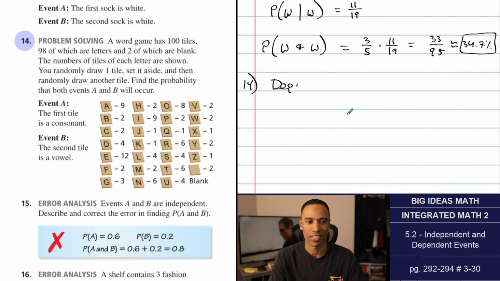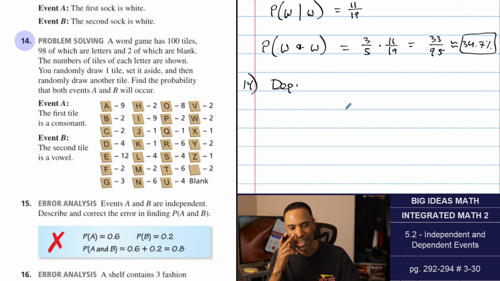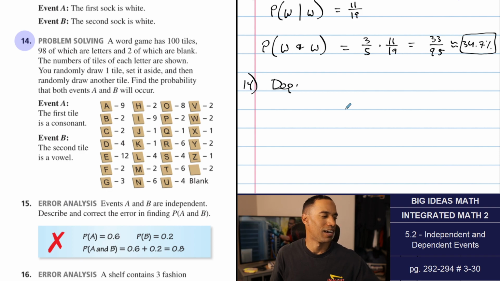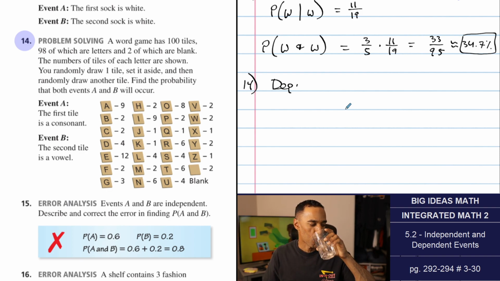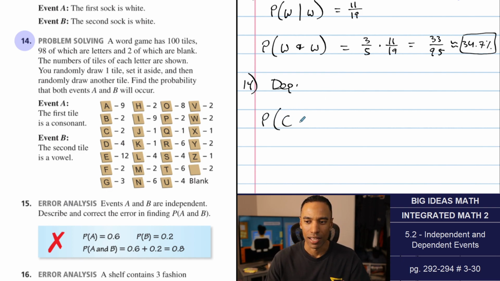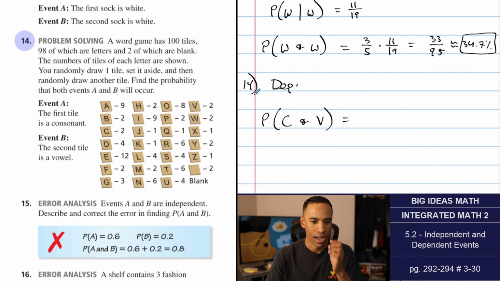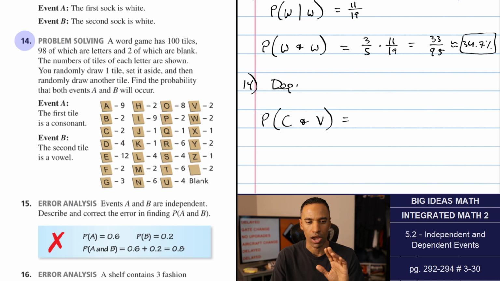Event A, the first tile is a consonant. Those are the non-vowels. I'm trying to decide if Y is a vowel here. Event B, the second tile is a vowel. I'm guessing Y is not a vowel in this game. Okay, so probability of consonant and vowel. Probability of a consonant. Is this all the letters? That's 7, 14, 21, 26. Okay, all the letters are present.